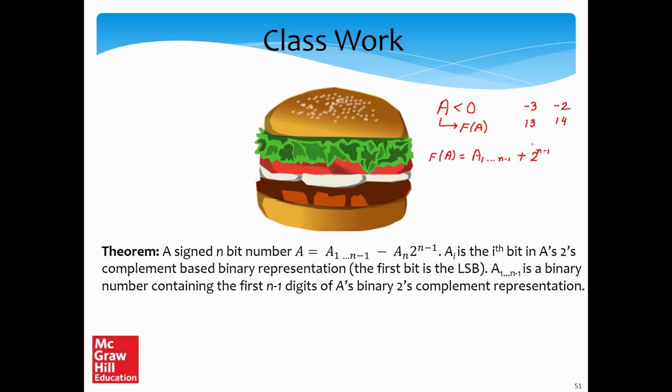The reason that I can write it this way is because for every negative number, the most significant bit is 1. So any number of this form will expand to 2 to the power n minus 1 plus something. Since the MSB is 1, I can write 2 to the power n minus 1 over here plus the number formed by the rest of the bits, which is A1 to n minus 1.